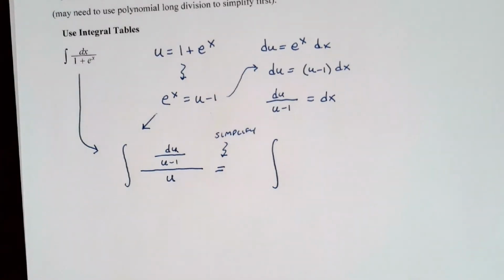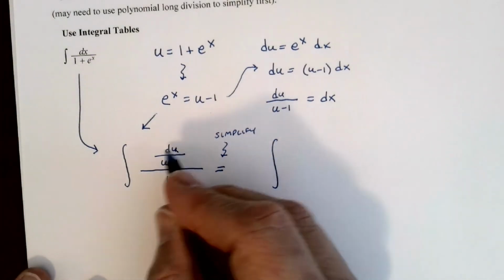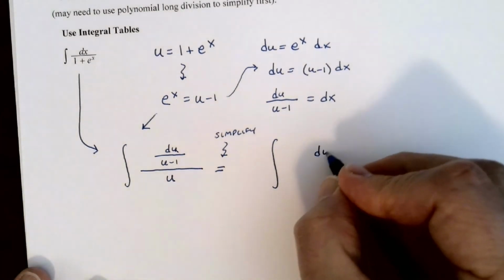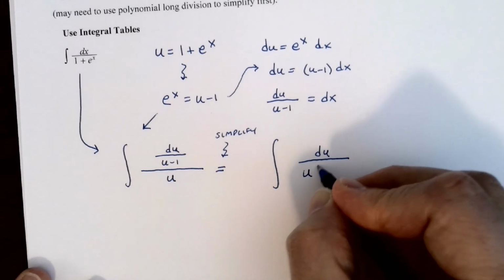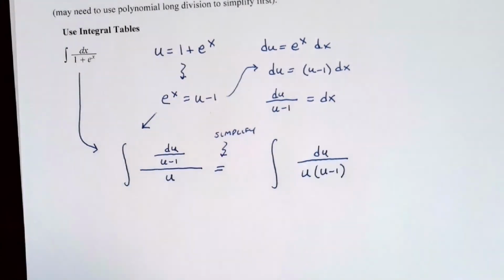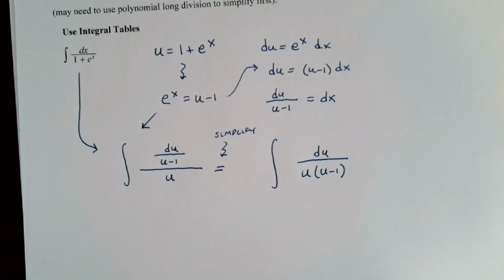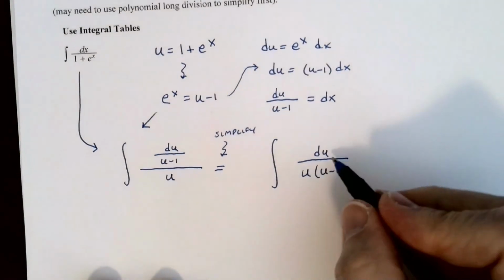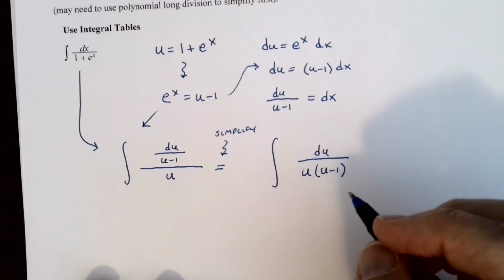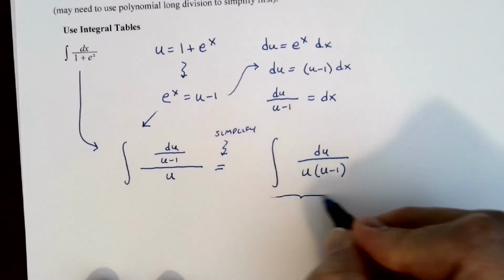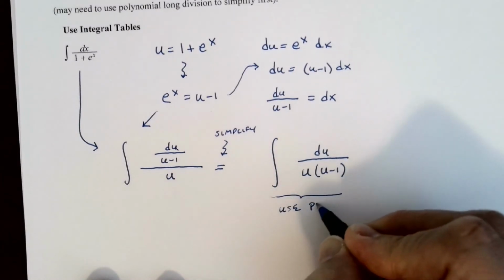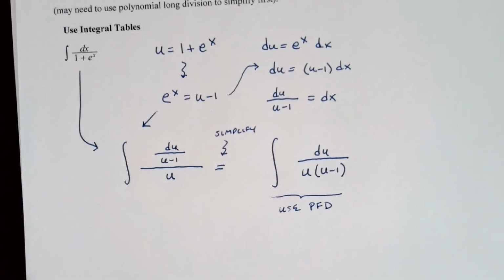How does that simplify? Well, if you're dividing by u, that's the same as multiplying by 1 over u, and this becomes du over u times u minus 1. Okay. Now, this form could now be done using what? Could use what? Partial fraction decomposition.